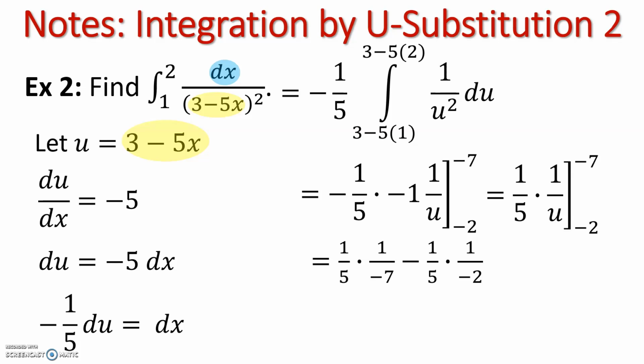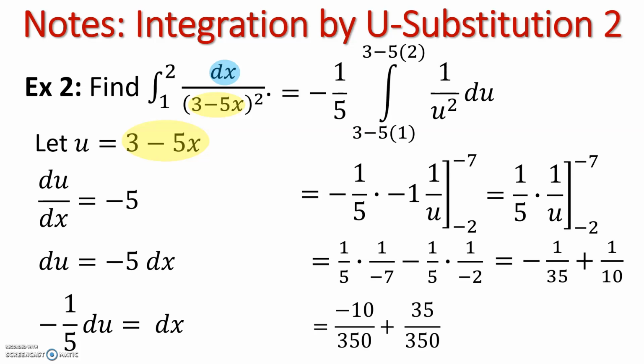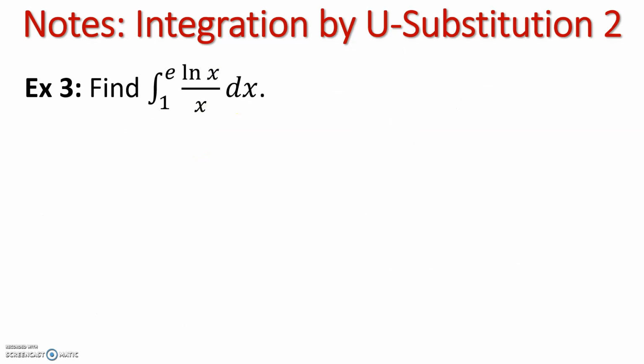Now, let's evaluate. So we get 1/5 times 1 over -7 minus 1/5 times 1 over -2, which becomes -1 over 35 plus 1 over 10. Creating a common denominator, we get -10 over 350 plus 35 over 350, or 25 350ths. And then after reducing, we get 1 over 14. Okay, pause the video to take your notes, and then go ahead and do Math 9 and verify that what we've done makes sense. All right, our last example.